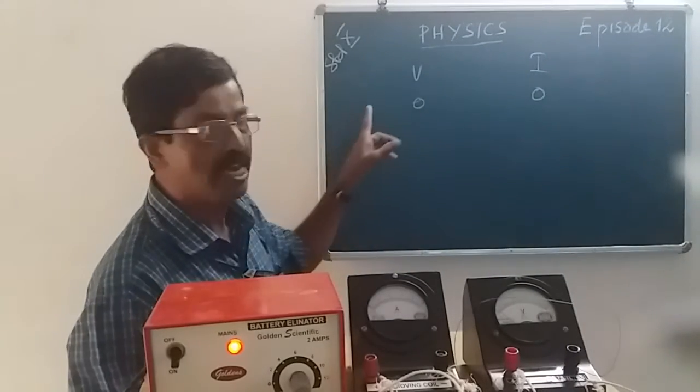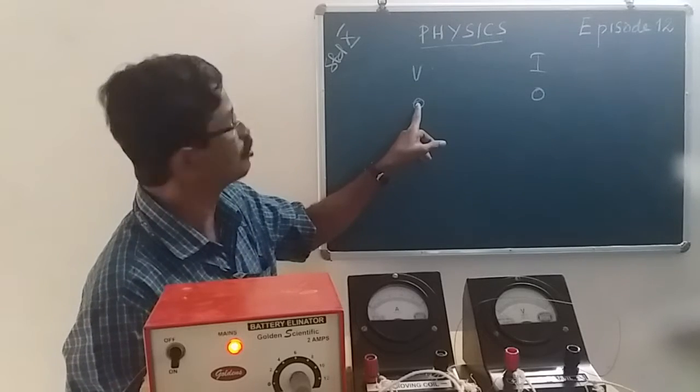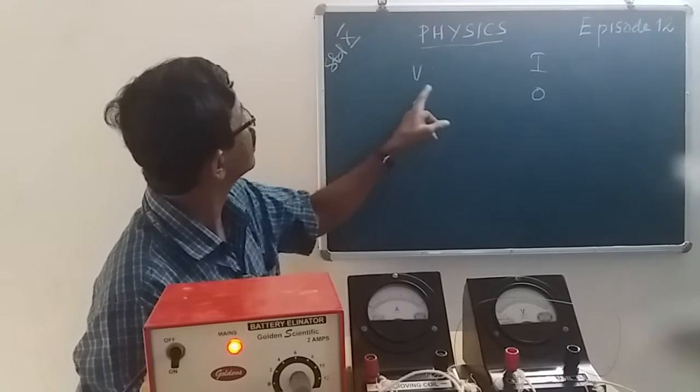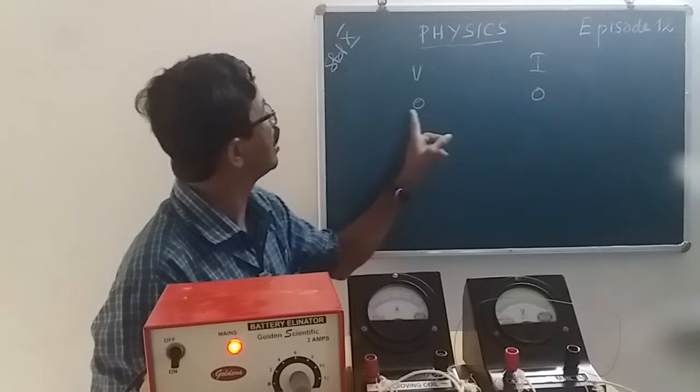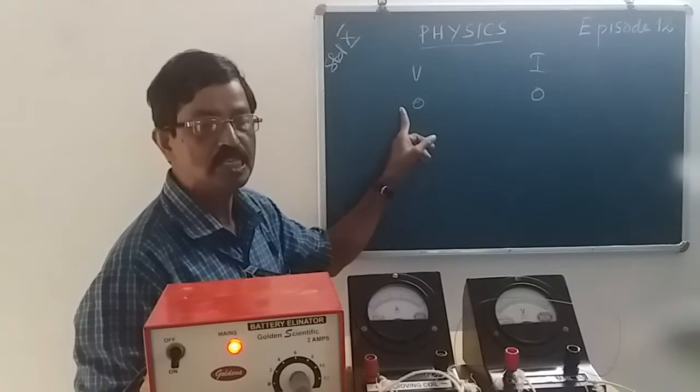To flow current through a circuit, there must be a potential difference. Because of that, here the current is 0. Why? Here the potential is 0.